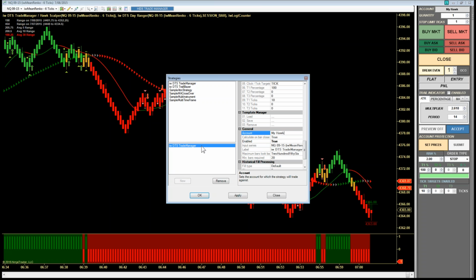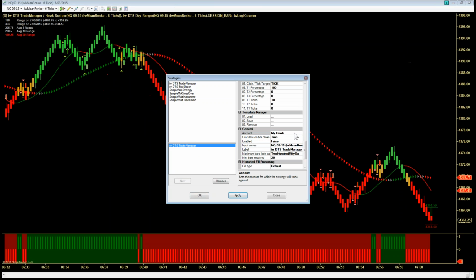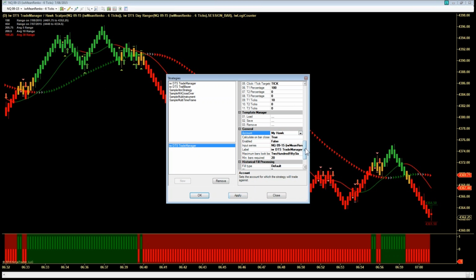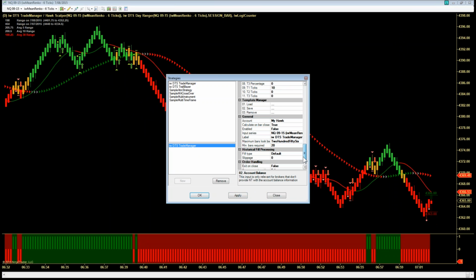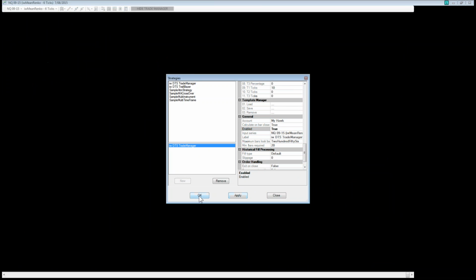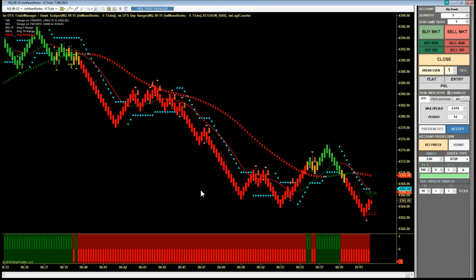But yeah, if you go here, oops, I need to turn it off to make changes. So if you go here, you can choose your account and then it will default to those values. Or as I mentioned, you can set your account balance. And then once that's all done, you turn your trade manager back on. And you're ready to go.